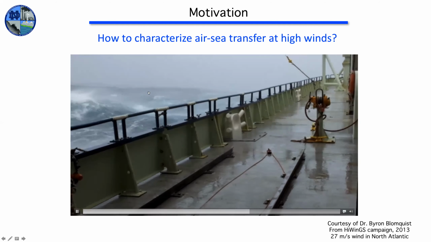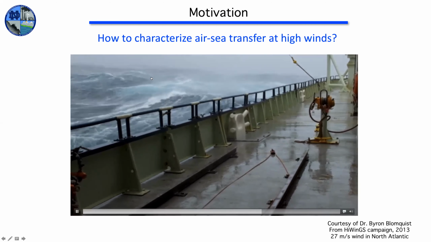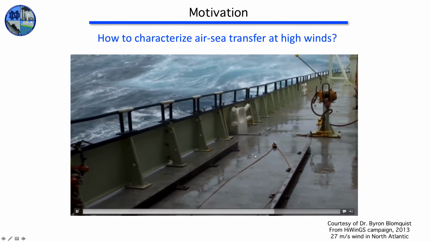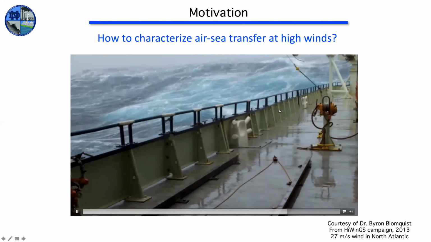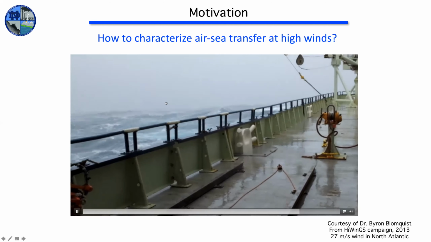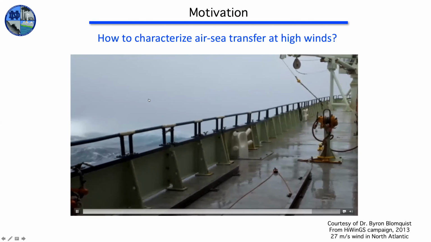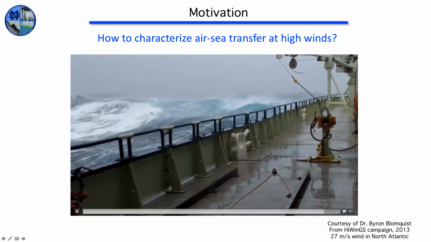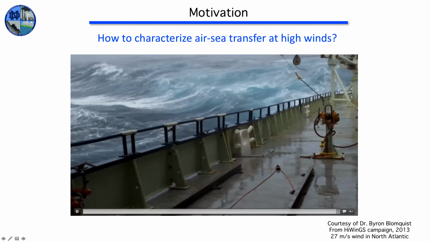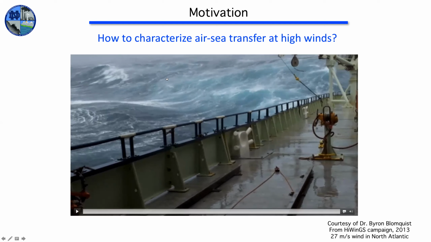Trying to characterize the transfer of heat and momentum at an interface like this is really difficult. And as you can see, they're not even allowed on the deck in these kinds of situations. To try to measure how much, in their case, they were studying gas transfer, but even momentum, heat, moisture, when you've got large swell, small waves, spray being kicked up, bubbles and all of that, is very, very difficult. So a lot of our ability to characterize it is based on estimates.